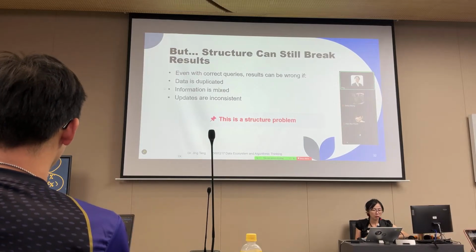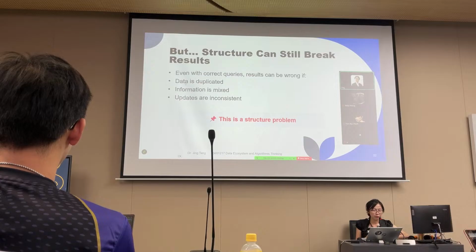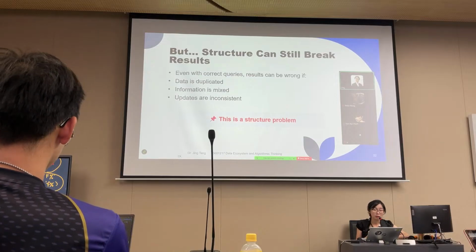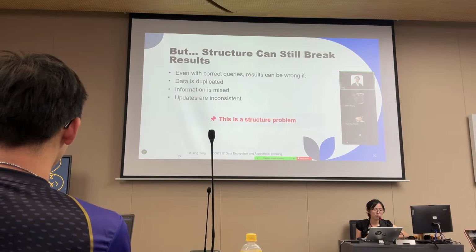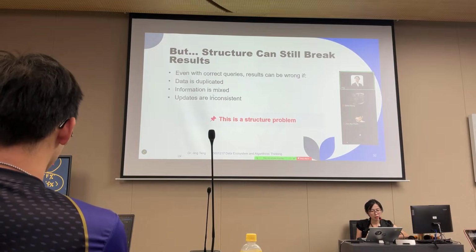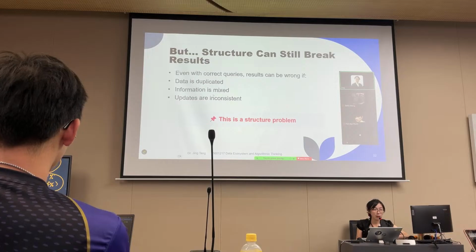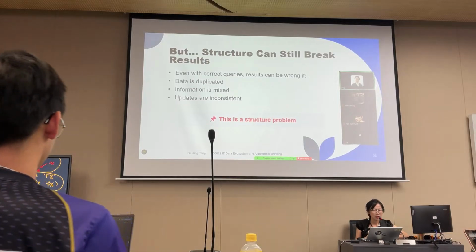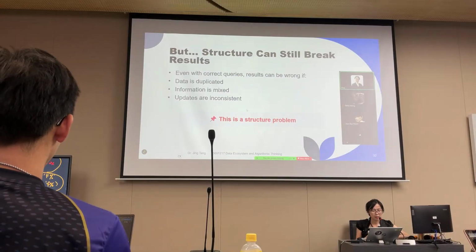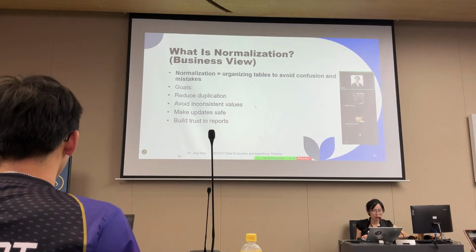So usually we don't prefer data duplication. In the database, especially the relational database, information is mixed, so your information is not properly classified. Then your update will be inconsistent. So this kind of thing is a structure problem.